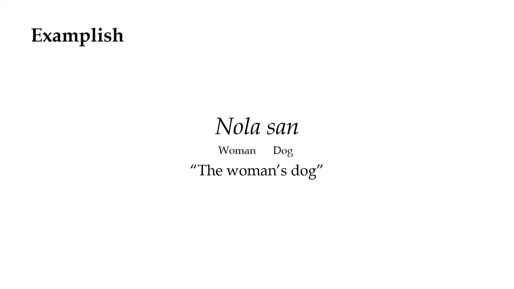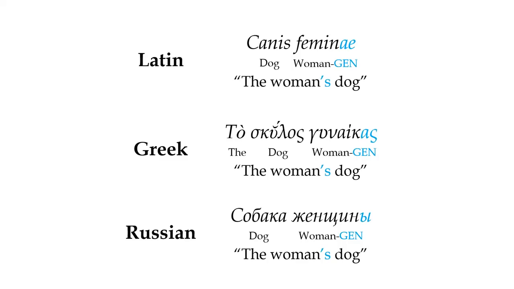Starting off with a possessive phrase like the woman's dog, in a dependent marking language we take the possessor, in this case the woman, and attach an affix that marks it as the possessor of the other noun in the phrase. You'll notice that not only is this exactly what English does with its apostrophe s suffix, but also, by definition, that's exactly what a genitive case marker does. So languages like Latin, Greek, and Russian can all be said to be dependent marking in possessive phrases.